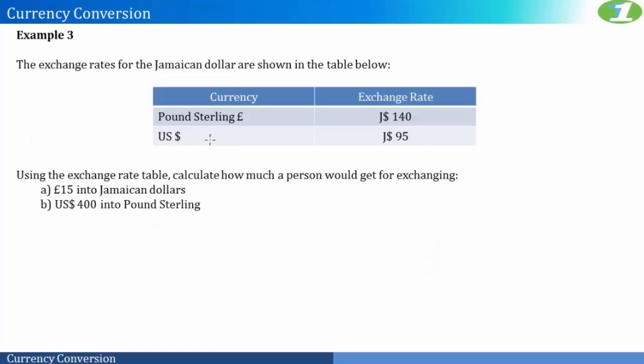Here it says that the exchange rates for the Jamaican dollar are shown in the table below. It takes 140 Jamaican dollars to buy £1 sterling, and it takes 95 Jamaican dollars to buy $1 US. Now it says, using the exchange rate table, calculate how much a person would get for exchanging 15 pounds into Jamaican dollars. Well, this is fairly straightforward, as I know that £1 is equal to 140 Jamaican dollars.